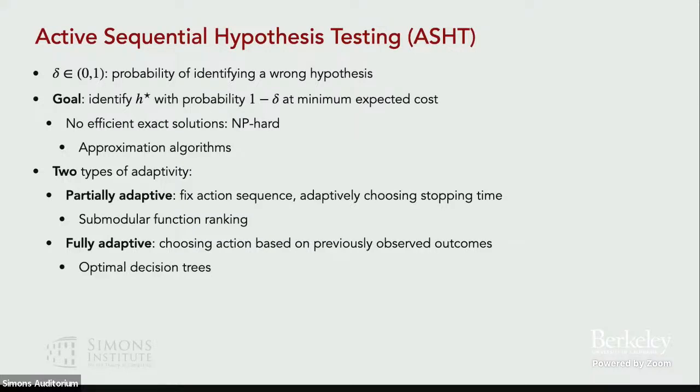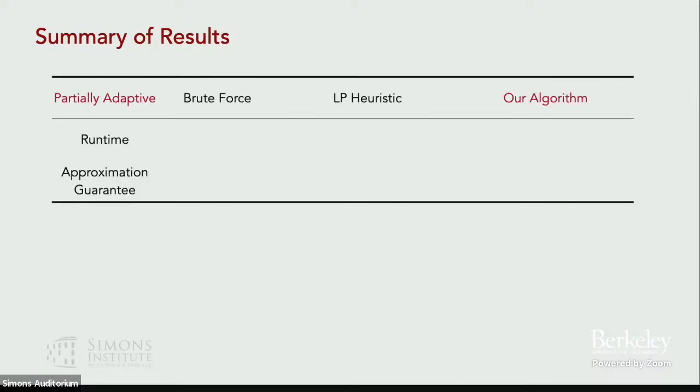Now, before I move on to introduce the two algorithms in our work, first I want to show you a summary of the results. We will first look at our partially adaptive algorithm and compare against two benchmarks. One is just brute force, right? I can just search through all the action sequences and find the best permutation in the partially adaptive case. And then we will compare it also against two LP heuristics from past literature. This is an algorithm where you construct one randomized policy to play according to at each iteration.